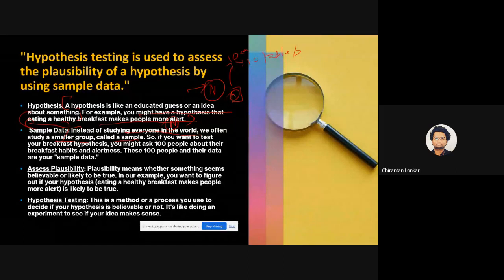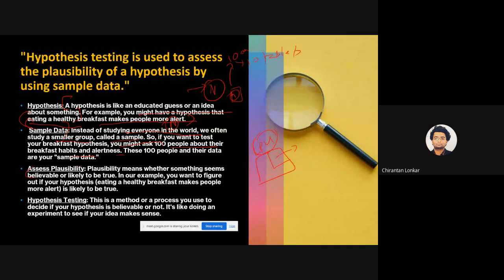I'll take only 10 companies, or rather 10 companies ke 10 tablets which are used to heal joint pain in the market. Okay, so if you want to test your breakfast hypothesis, you might ask 100 people about their breakfast habits and alertness. And we had learned sampling techniques, right? For example, let's say you are at the LPU campus, and LPU campus is very big. So what you will do is take a chunk of the LPU campus and ask the students coming out of the mess or in the college, boys and girls in different age groups, professors, the staff. You will ask different people that, hey, you have had breakfast, do you really feel alert, do you really feel good, or do you feel bloated, do you feel sleepy, or do you find absolutely no change at all?